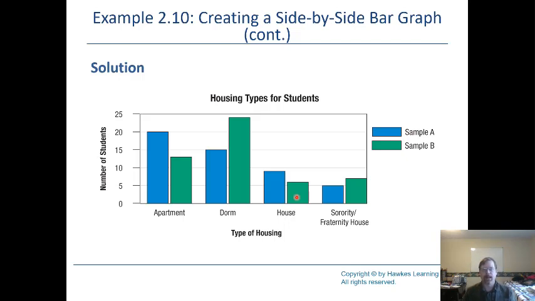The next exercise is to create a stacked bar graph for this. So if you were to imagine these green bars sitting on top of the blue bars, so you had a stack. So the apartment would be, you'd have a 20 unit high blue section and a 13 unit high green section on top of it, ending at 33. And you do that for each section. So take a moment and set that up, and then unpause when you're ready to move on.